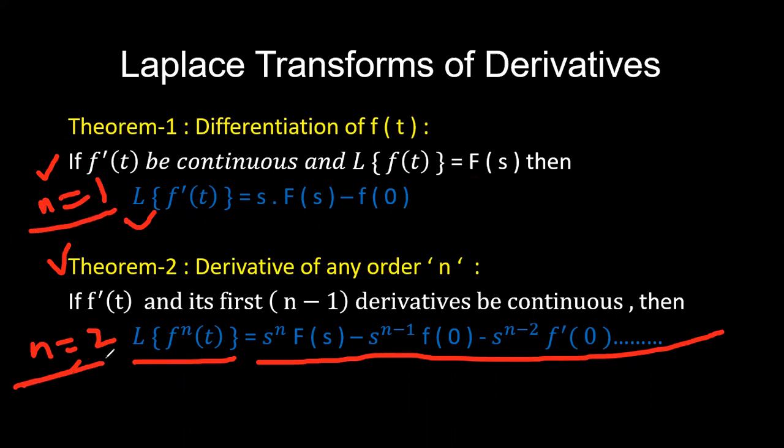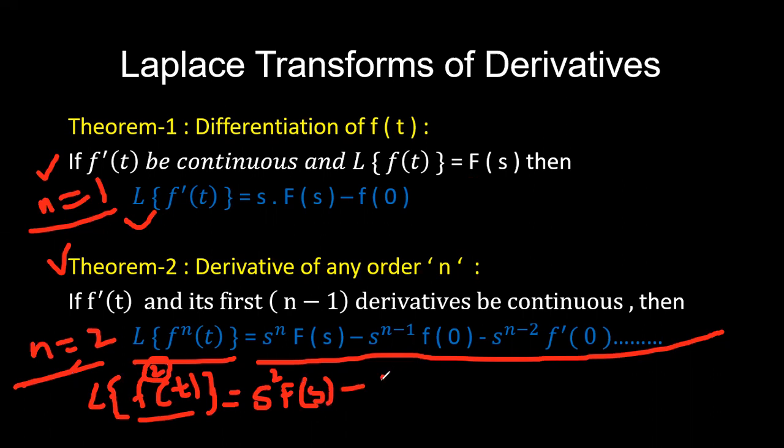For n is equal to 2, this is your second order derivative, given as Laplace transform of f double dash of t. It is not power, actually it is the second derivative of the given function. That is equal to s square into F of s minus s power 1 into f of 0, next minus s power 0, which is 1, into f dash 0. This is for the second derivative.